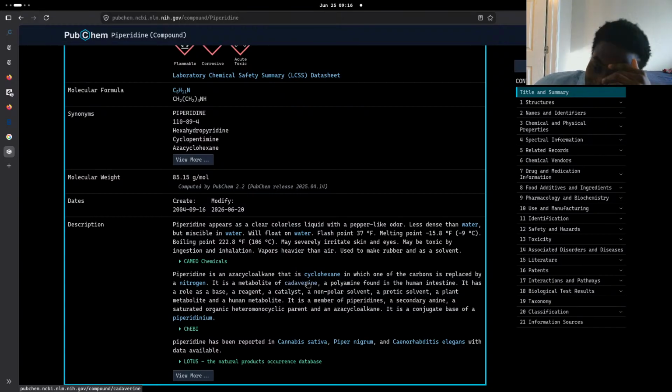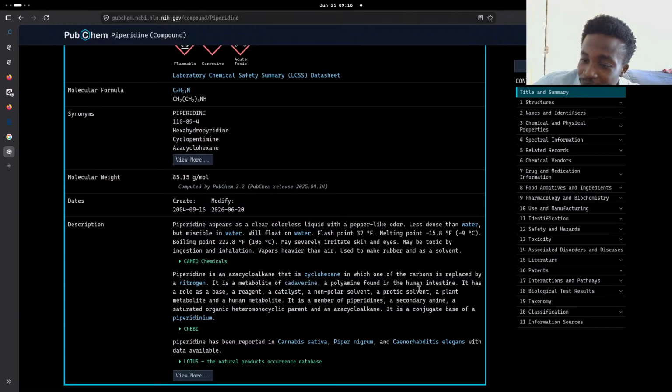Bro. Polyamine found in human intestines. Wow. So smart. Cadaverine found in human intestines. This is actually killing me.